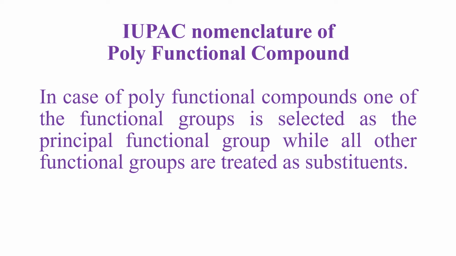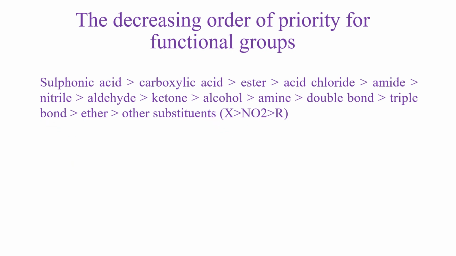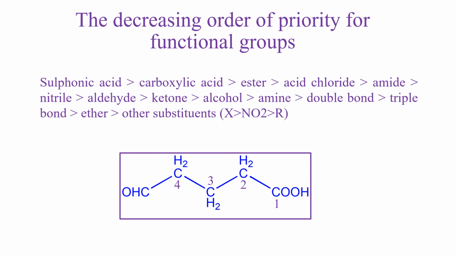So let us see naming a polyfunctional group containing organic molecule. In such a case, as I said, the priority functional group will be considered as the suffix, whereas all remaining functional groups are considered as prefixes. Let us see an example. This is the decreasing priority order of functional groups, and this is the example we are going to name. It is having 2 functional groups.